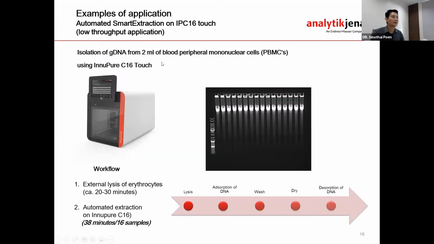This slide shows a result obtained from using smart extraction on InnoPLC16 Touch to extract genomic DNA from 16 samples of 2 mL PBMC. The extraction workflow consists of 20 to 30 minutes of external lysis of erythrocytes, followed by automated extraction of about 38 minutes. And we got a big bulk of genomic DNA as determined on the Abbott scale here, confirming the good yield and good quality of DNA obtained.